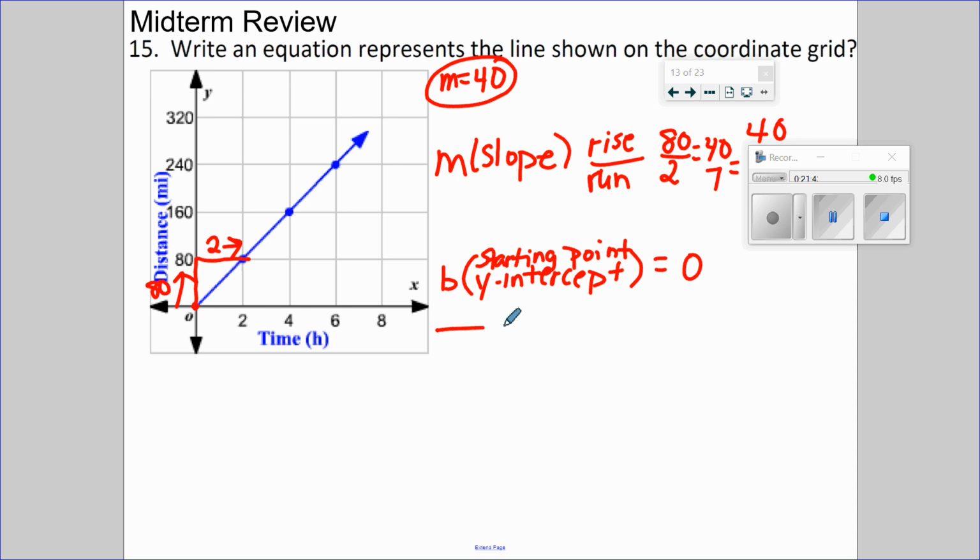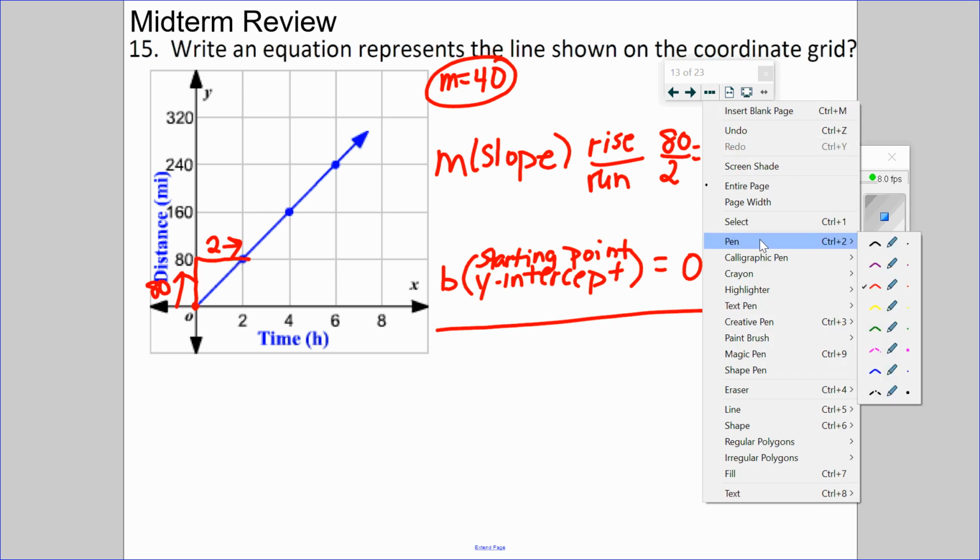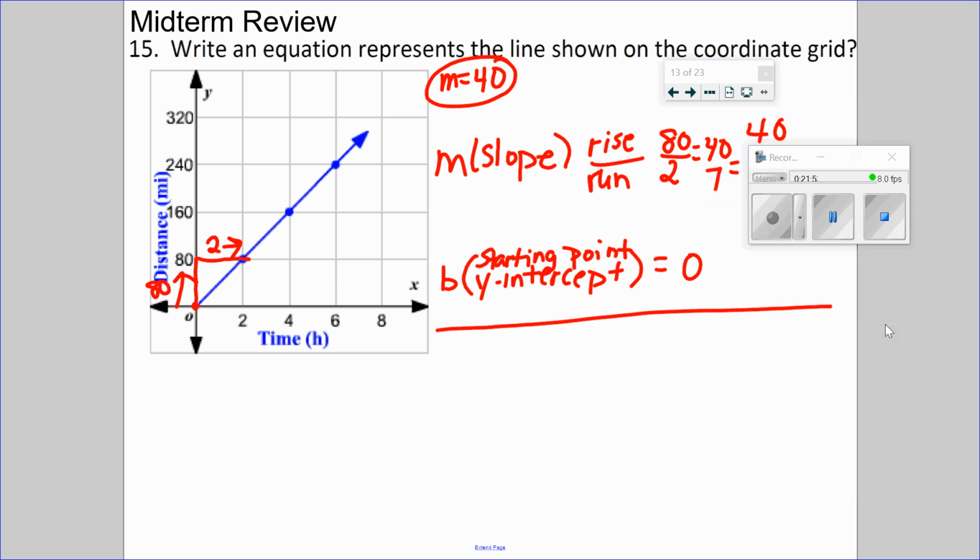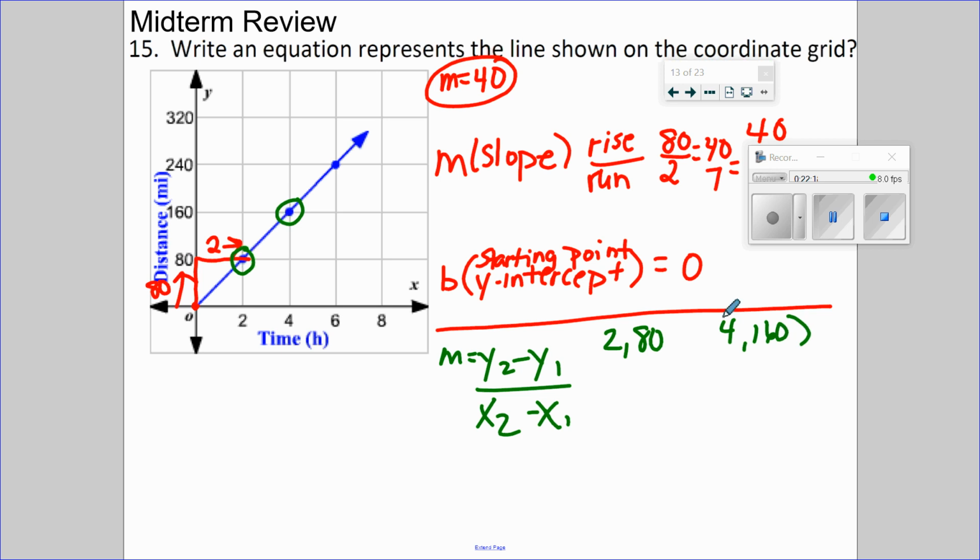Now, there was an alternate way you could do this if you didn't remember to do rise over run, but you got it confused with the intervals. We can use the slope formula, and you just pick two coordinate points off the graph. So I'm going to use m equals y2 minus y1 over x2 minus x1. This is an alternate method. I'm going to use this point, which is 2, 80, and I'm going to use this point, which is 4, 160. You can use other points, but I'm picking these.